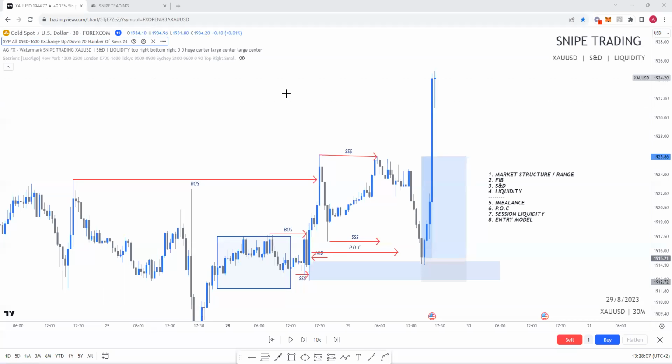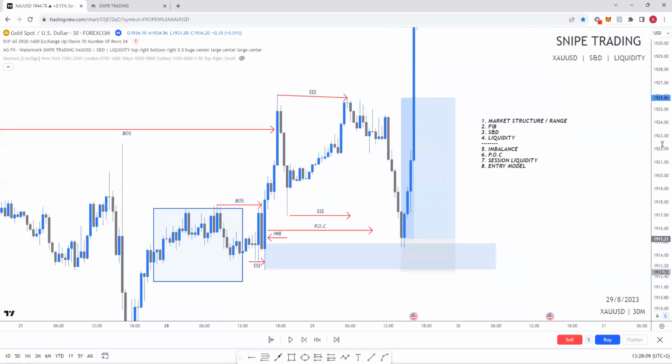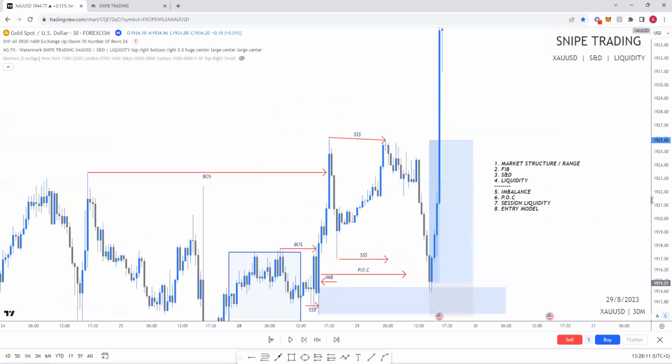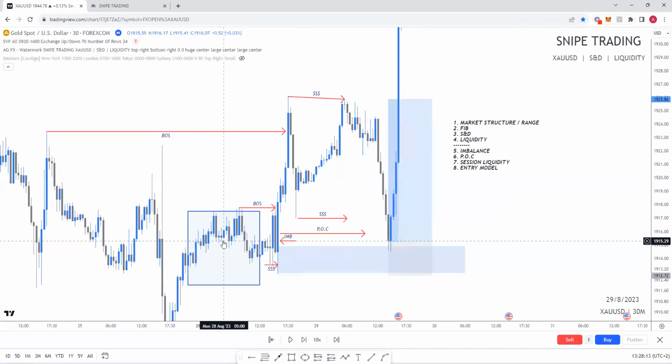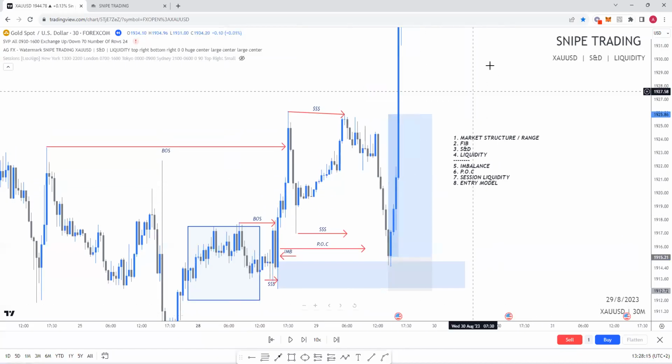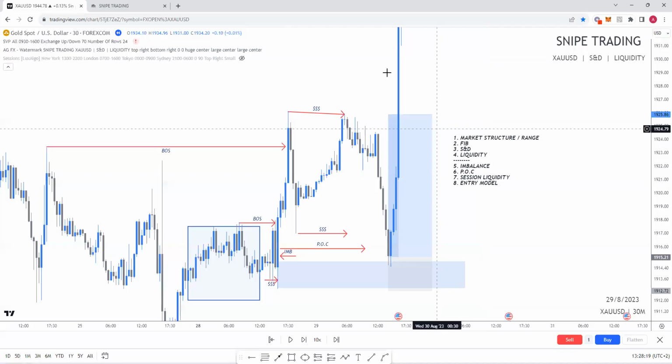And I hope everything is clear, guys. Hope you learned something new, those of you that are new. And yeah, this is my strategy playing out. This is a prime example of my setup. 8 out of 8 confluence setup, 10 out of 10 result.